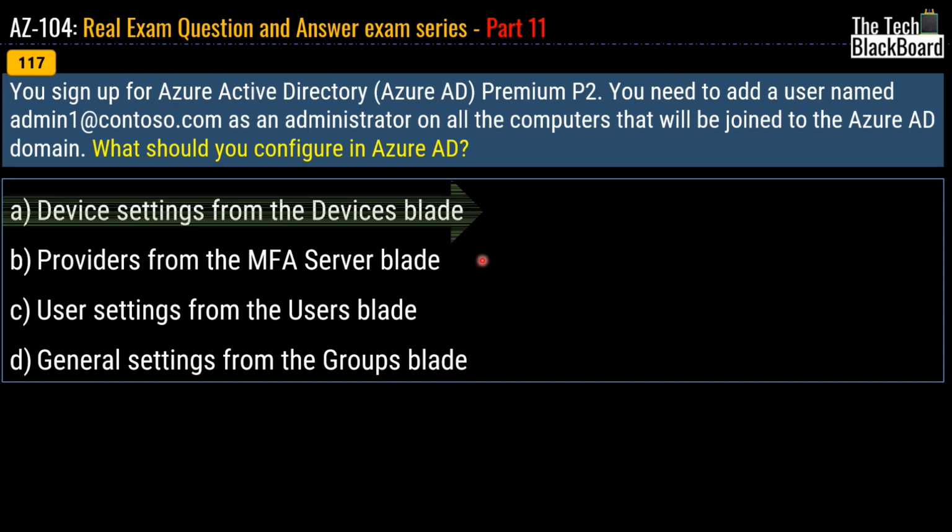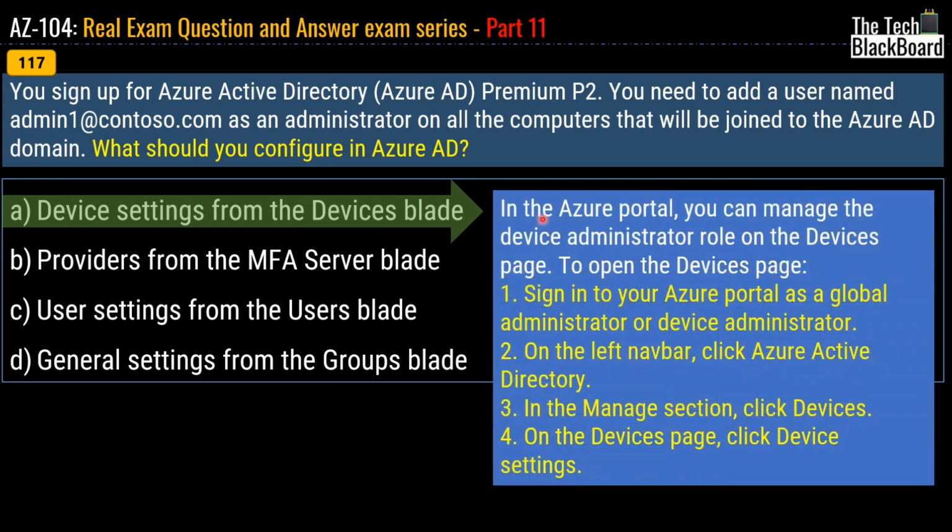The correct answer for this question is option A, device setting from the devices blade. Now let me show you the exact steps for how to do it, and then I will show you all those steps in the Azure portal also. In Azure portal, you can manage the device administrator role on the devices page. To open the devices page, first you have to log into the Azure portal, and keep in mind that you must be global administrator or device administrator. As a second step, on the left-hand side navigation bar, choose Azure Active Directory. The third step is that in the manage section, you go to devices, and once you are on the devices page, you click device settings.